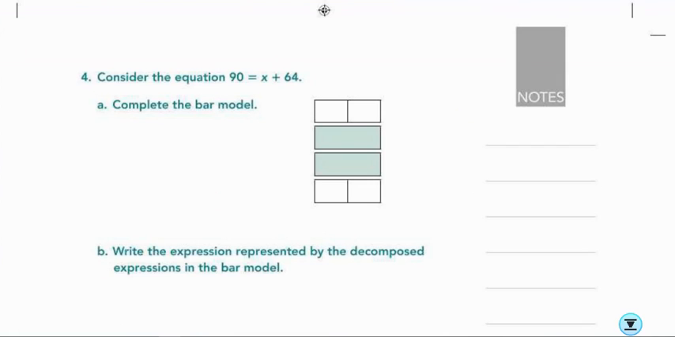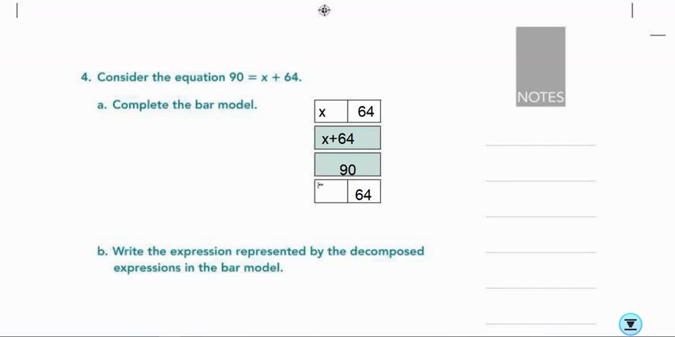If we go to the next page, it said consider this equation: 90 is equal to x plus 64. And so we need to set up the whole thing. In this section, I'm going to put x plus 64. And then in the bottom section, I'm going to put 90. Then up here, I'm going to put x. And in the second box, I'm going to put 64. And down at the bottom, my 64 will stay the same. It goes straight down.